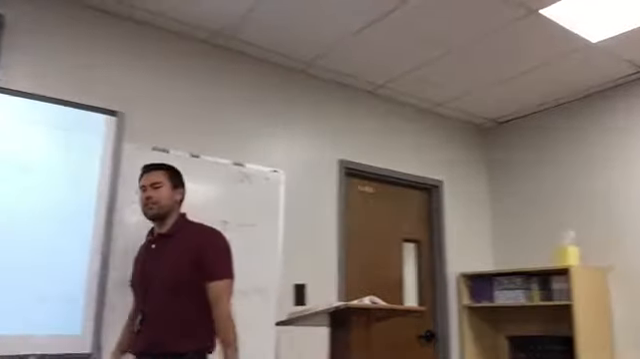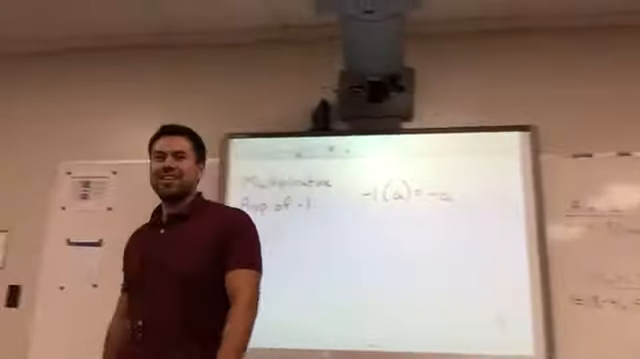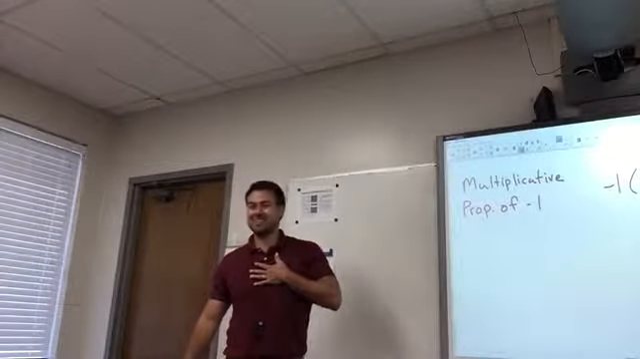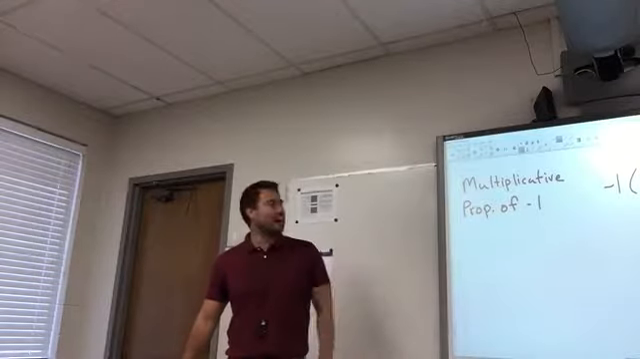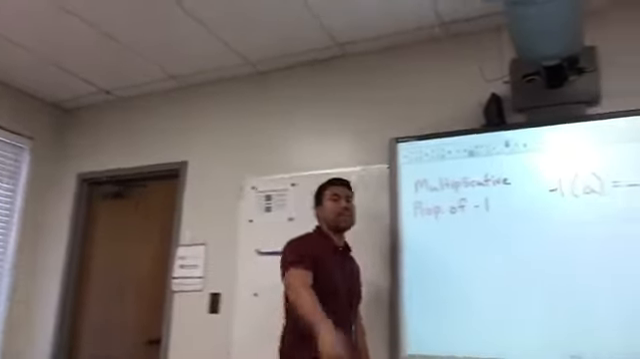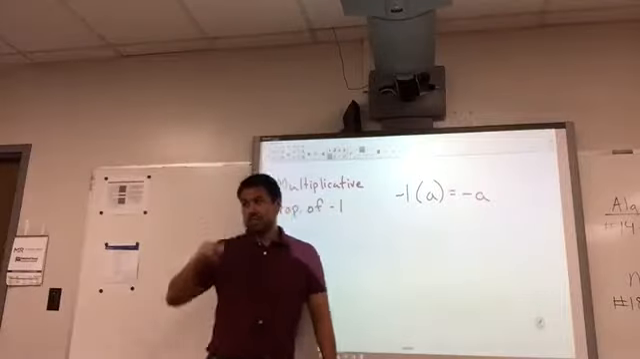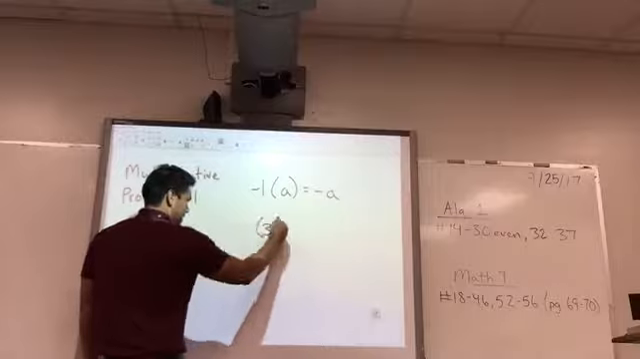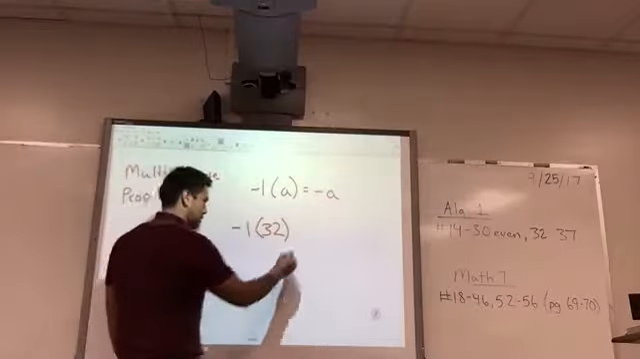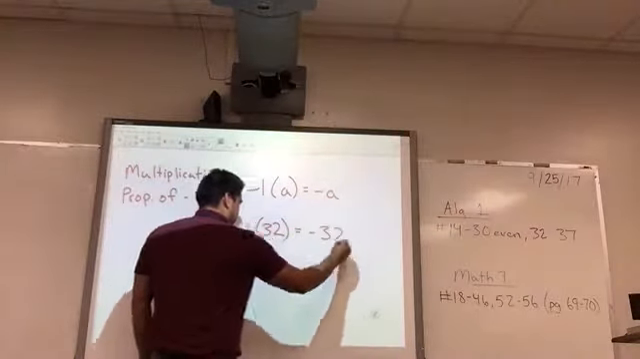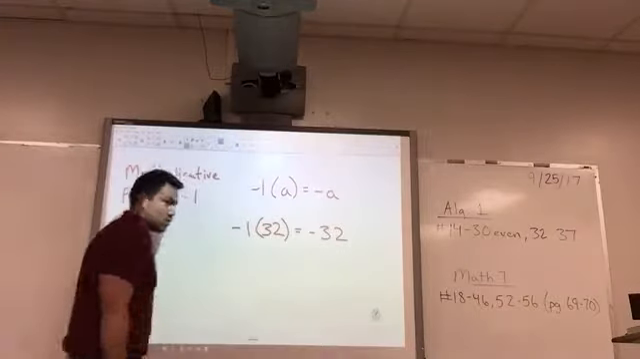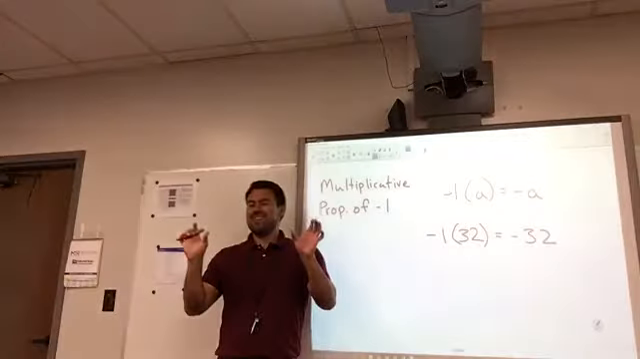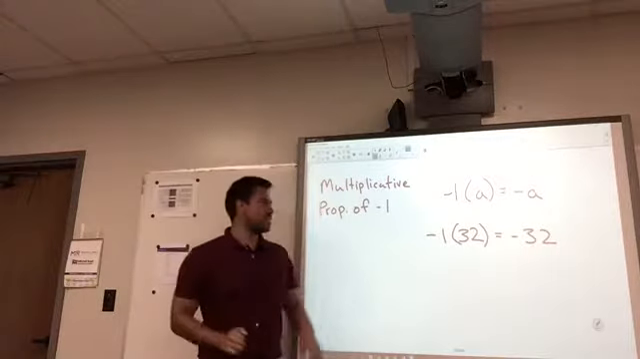Okay, what does additive inverse mean again? Good, yes. The opposite. The opposite of a number. Okay, ready, guys? Give me a number. 32. All right, 32. What's negative 1 times 32? Okay, what are 32 and negative 32? They are opposites, which are also known as additive inverses. Okay?